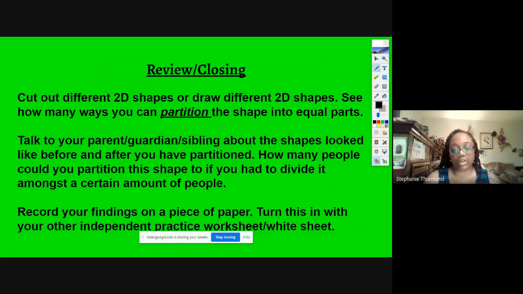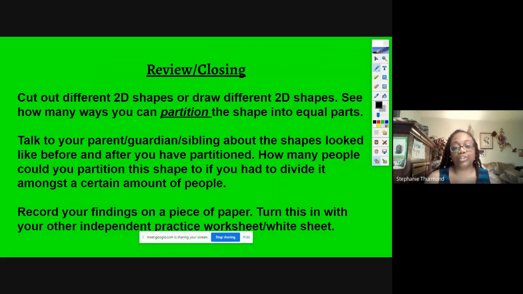Talk to your parent or guardian or your sibling about these shapes, and how they look like before you partition and what they look like after you have partitioned. How many people could you partition this shape to if you had to divide it amongst a certain amount of people? So if you were able to partition your pizza or your pie or your circle into fourths, you could give that to 4 different people. If you can come up with a different way to partition those slices of pizza, show me that.